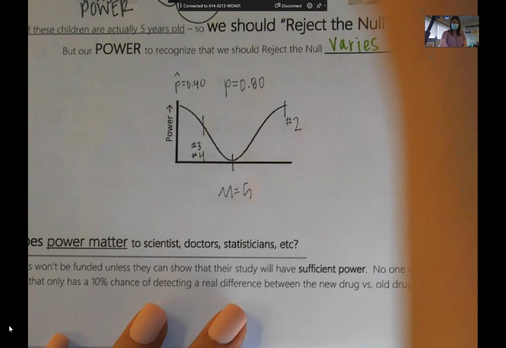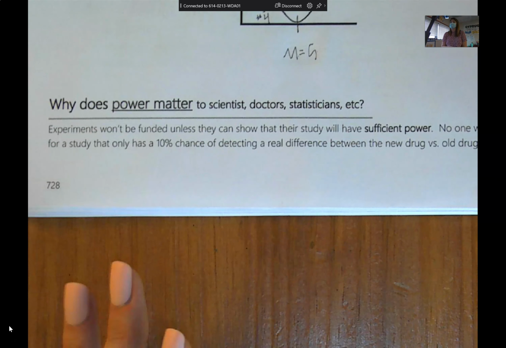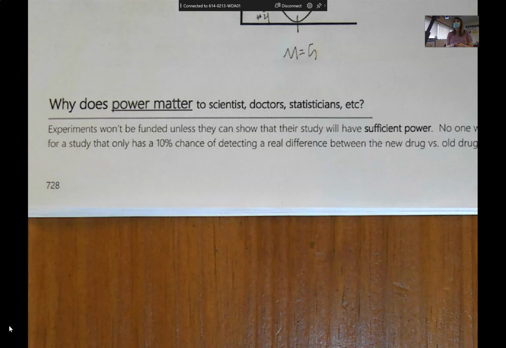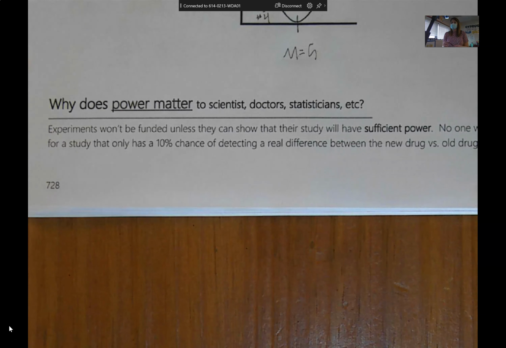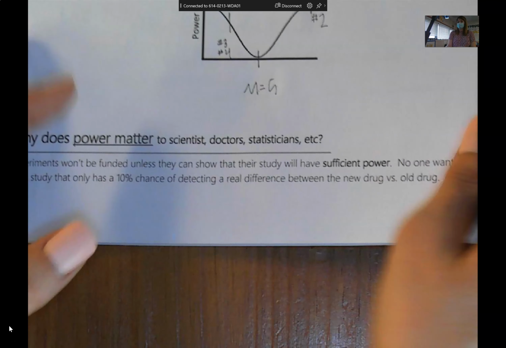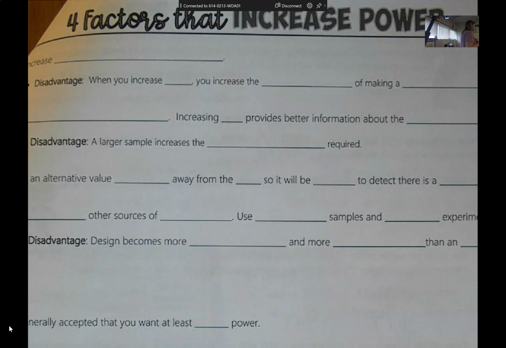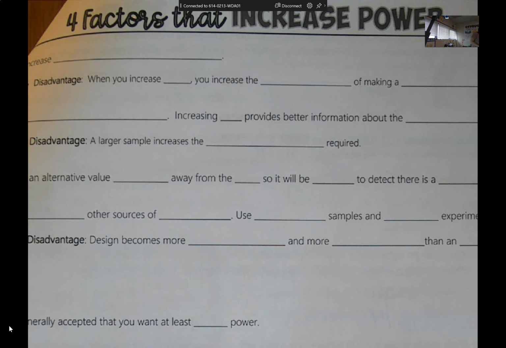Okay, so why does power matter to scientists, doctors, and statisticians? Experiments won't be funded unless they can show that their study will have sufficient power. No one wants to pay for a study that only has a 10% chance of detecting a real difference between, say, a new drug and an old drug. Because power is so important, how can we increase power? What are some things that we can do to maximize our power?